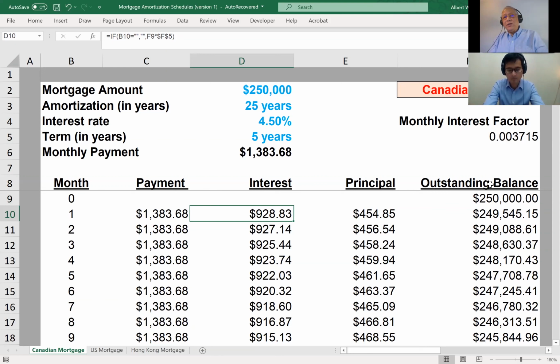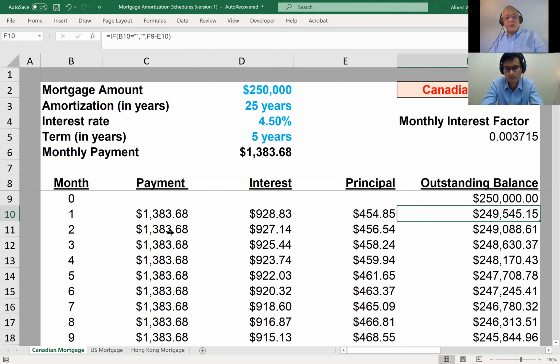This interest is the interest on the total amount that you owe, which is $250,000, based on the monthly interest factor calculated from the interest rate. So the majority of the payment goes into interest, and you're only repaying the loan to the tune of $454.85. So at the end of the first month, according to this schedule, you owe $249,545, right?